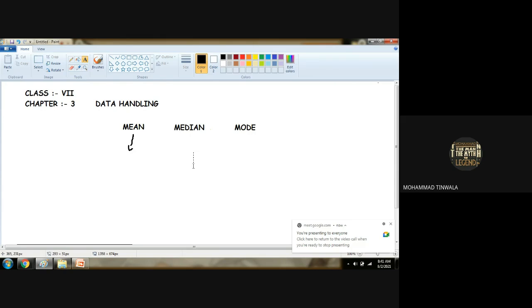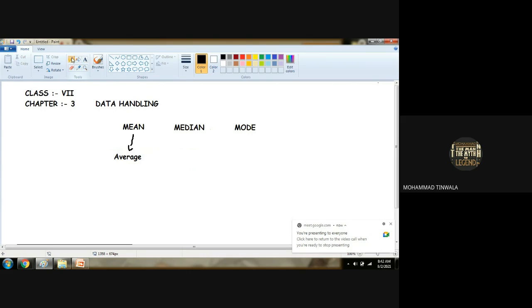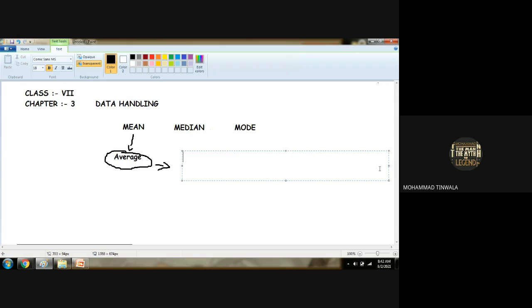Does anyone remember mean? We can say it as an average. Mean can also be called average. Okay, boys. In other words, we can say this is the average. What is the formula to find the mean? There is one step that we have to follow to find the mean: the sum of all the observations upon the number of observations.